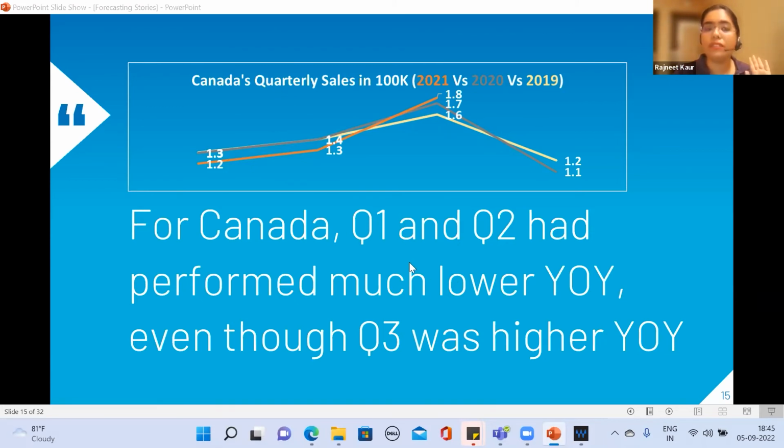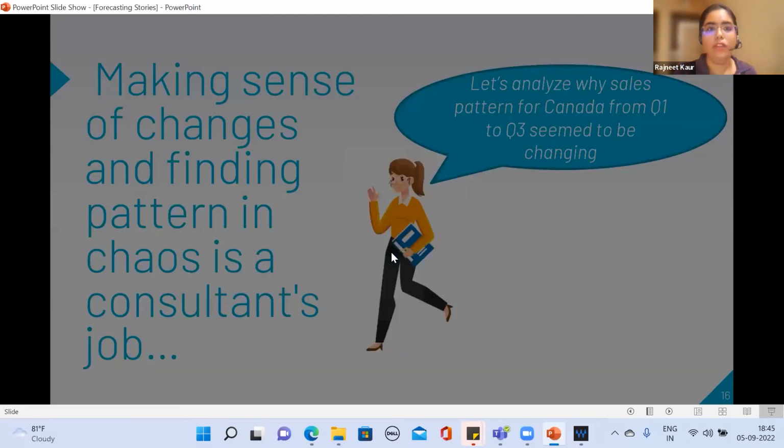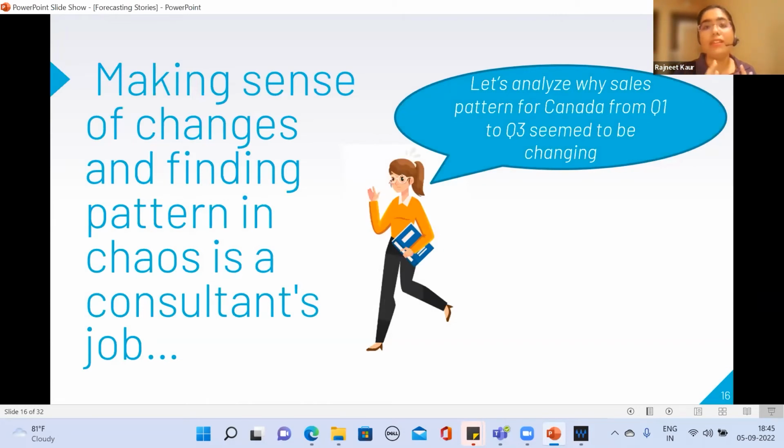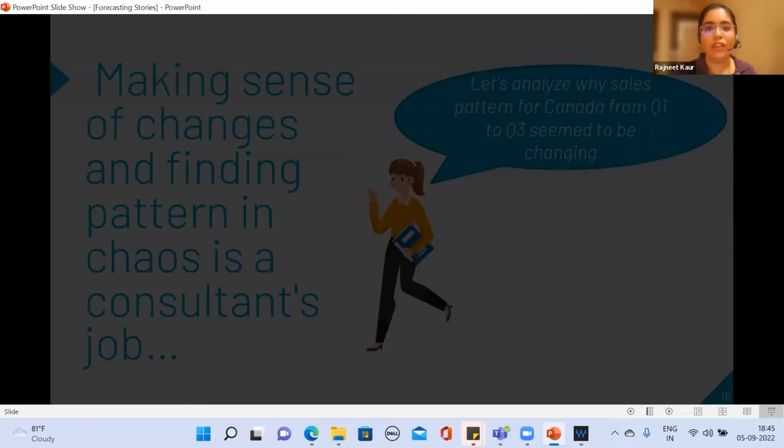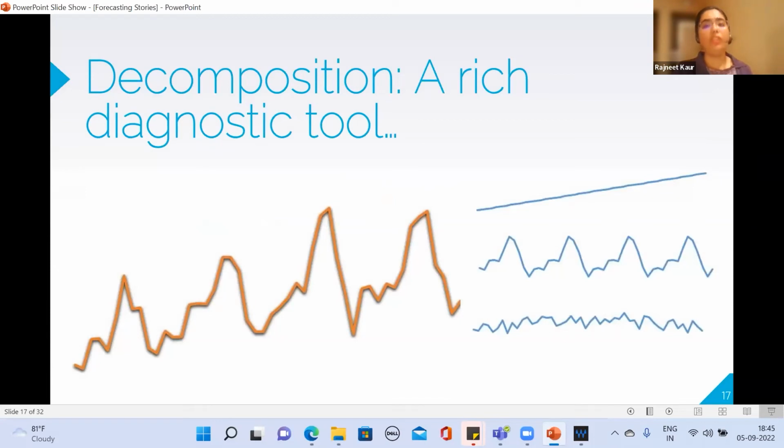But we should always use some framework to find out all possible reasons and then narrow down on the possible cause, right? So as a consultant, making sense of these changes, finding a pattern in chaos, is our job. So let's analyze what this pattern change from Q1 to Q3 is. To do this, one of the tools that was very useful was decomposition, time series decomposition.